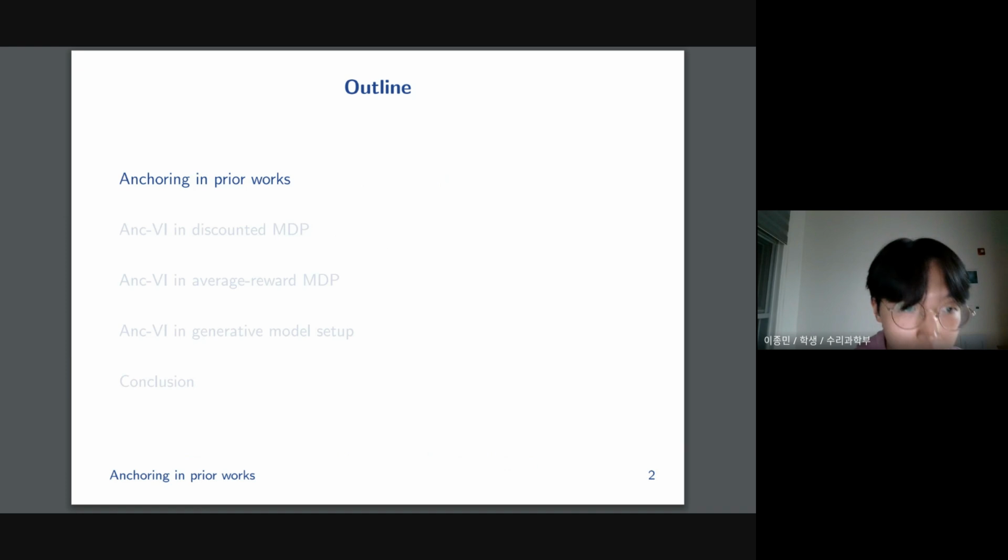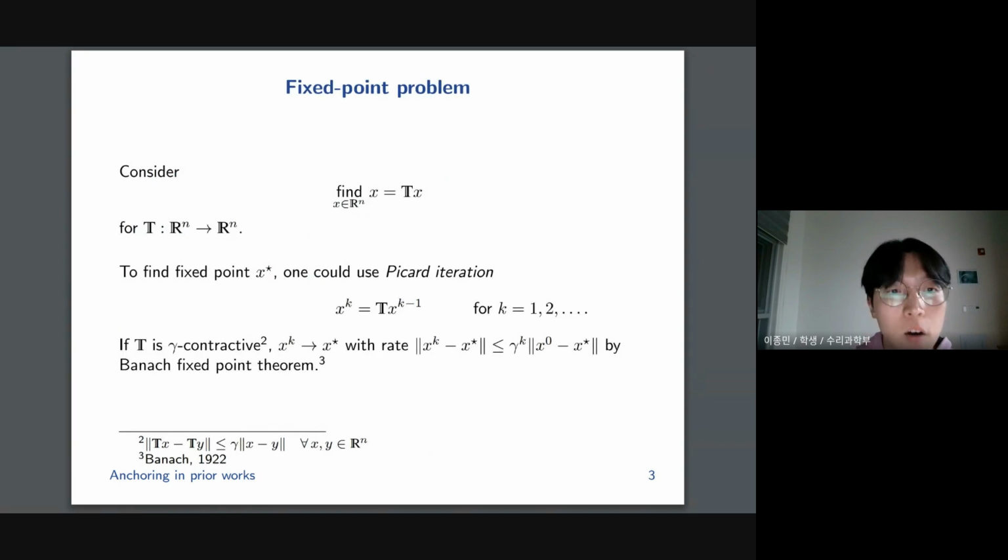So let me first introduce what anchoring is and in what kind of setup it has been studied. For that, let's first study the fixed point problem. As the name implies, the goal of the fixed point problem is to find a fixed point given an operator T. Here, operator T is a function whose range and domain are Euclidean space Rn. Of course, it can be generalized to Hilbert space or general normed space.